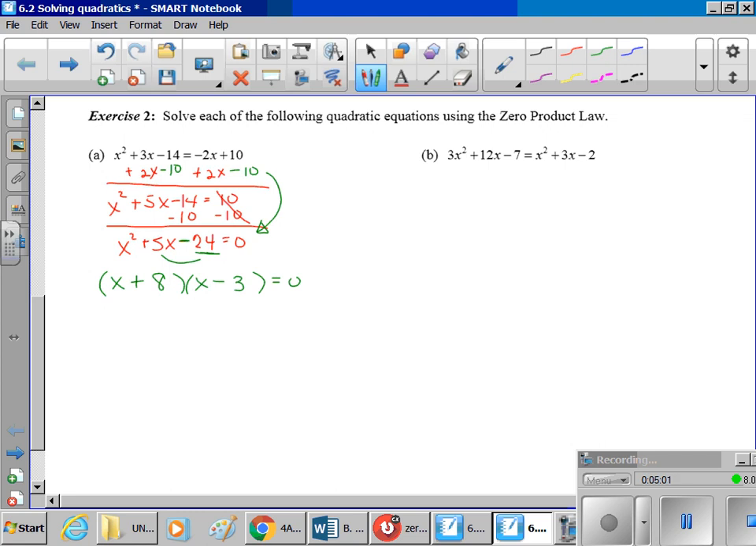And now I'm going to set each of them equal to 0 using my product law. So x is equal to -8, or x is equal to 3.